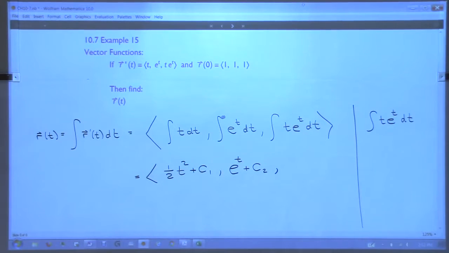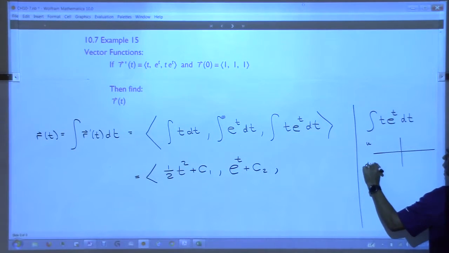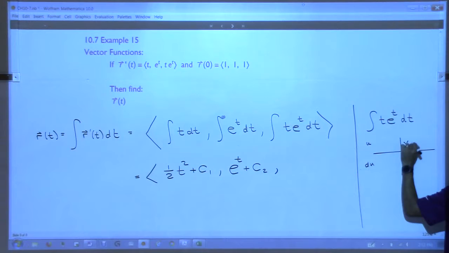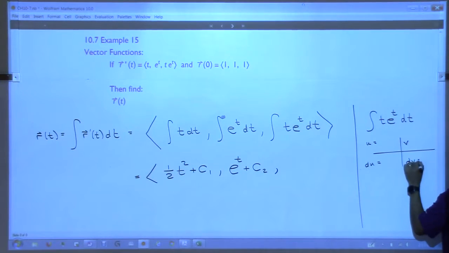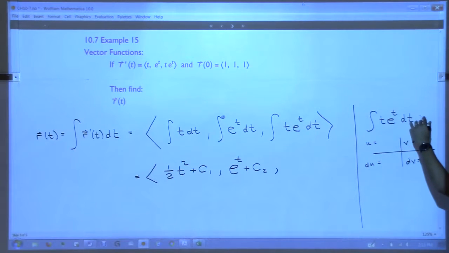You know, the way that I do it is this is the way I teach it. I set up a table, put u, du here and dv and v here, and then I use that formula, ultraviolet minus voodoo. Have you all ever heard that before? No? Ultraviolet minus voodoo? Okay.